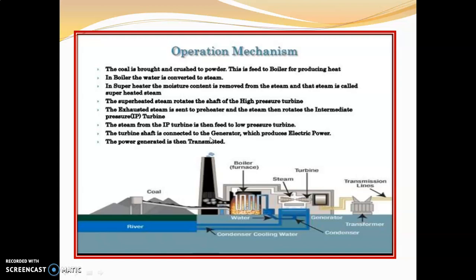The function of the generator is to convert mechanical energy into electrical energy, which produces electrical power. The power generated is then transmitted. The piping system is to carry the steam and water. So these are all the functions of various equipment used in a coal power plant.